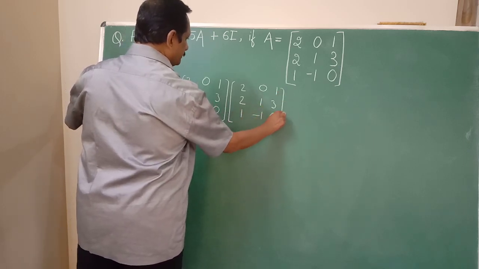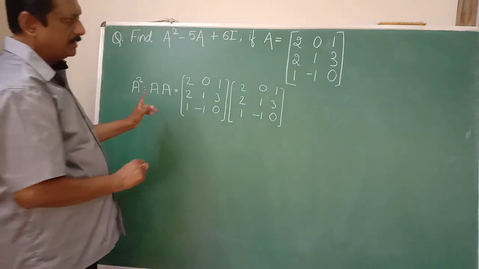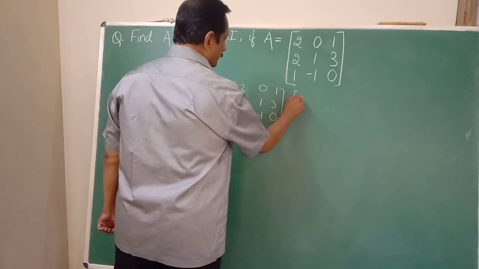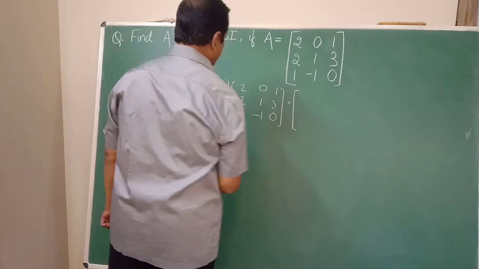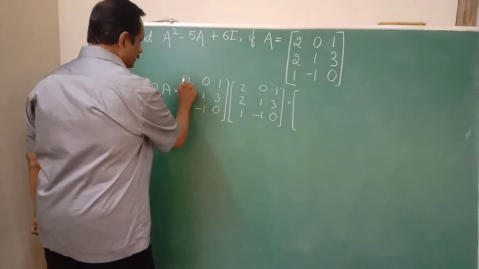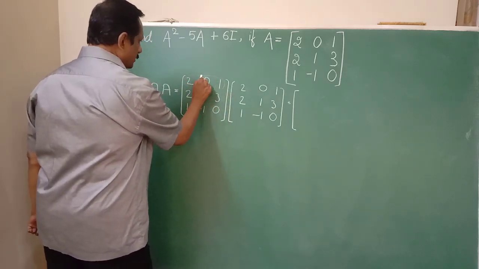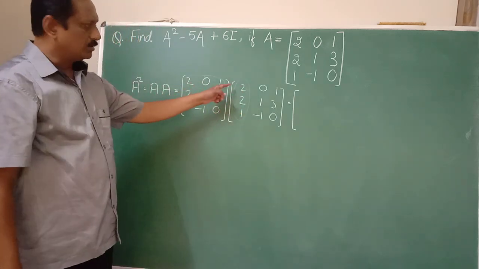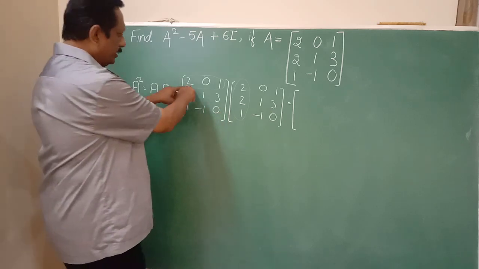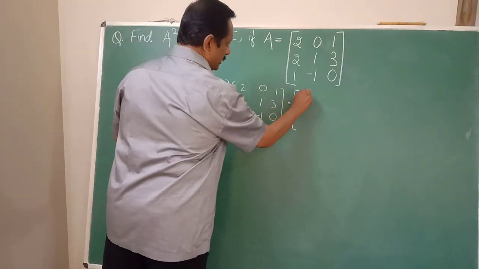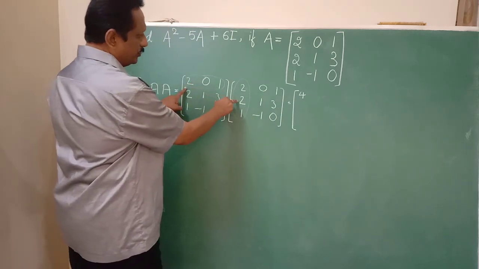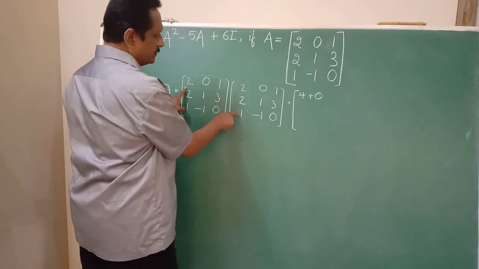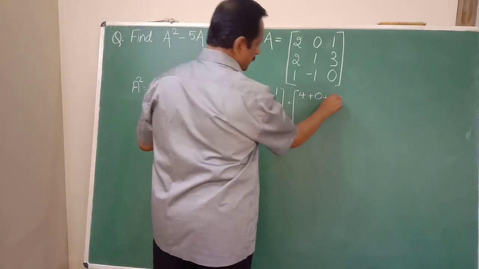Now multiply row with the column here. So therefore this is equal to, multiply this row with this column here. Multiply row with the column. Here 2 into 2 becomes a 4. So write here 4. 0 into 2 becomes a 0, plus a 0 here. And 1 into 1 becomes 1. So plus 1 here.